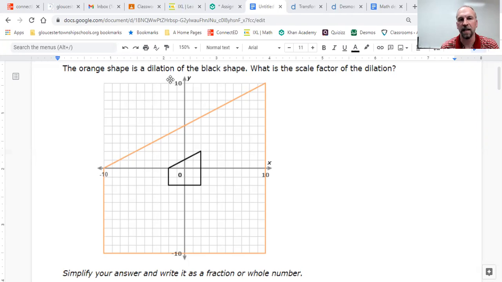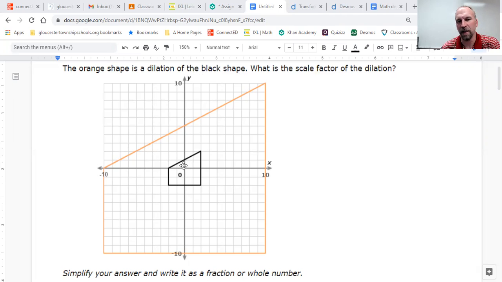So the orange shape is a dilation of the black shape. What is the scale factor of dilation? And it's always going to say simplify your answer and write it as a fraction or a whole number. They never want a decimal, and they never want a mixed number. They want an improper fraction or a proper fraction or a whole number if it's just a whole number.